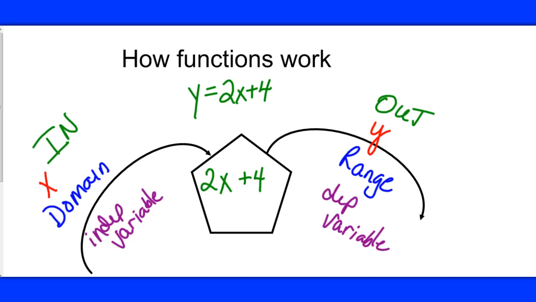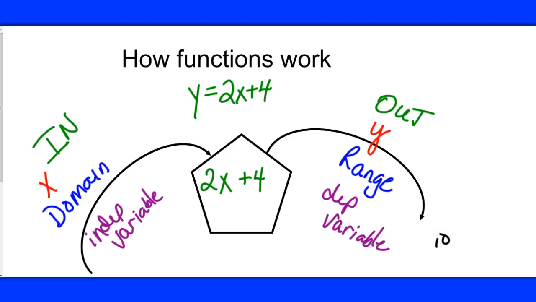Let's pick a value, any value we want. Let's pick a 3 for x. So here's what happens. The 3 goes into the function machine. I multiply 2 times 3, which is 6, plus 4. So that 3 transforms inside there, and out comes a 10. So the 10 comes out.